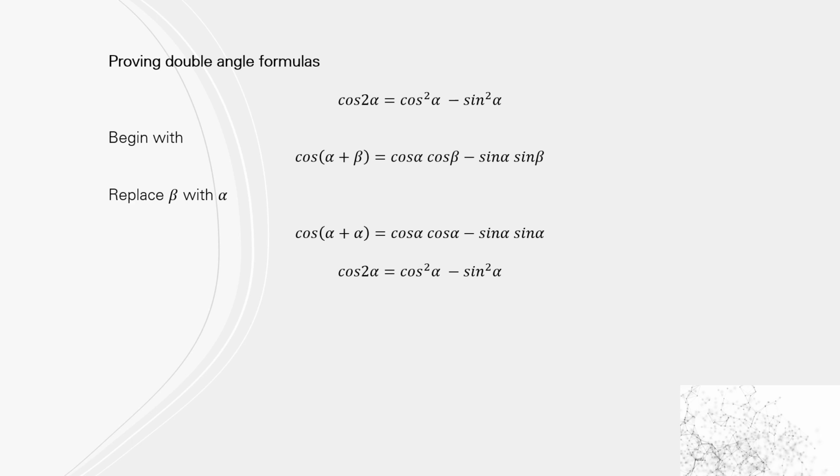Cos 2 alpha using the same idea. So cos alpha plus beta is cos alpha cos beta minus sine alpha sine beta. That's on the formula sheet. Replacing beta with alpha gets you cos squared alpha minus sine squared alpha.